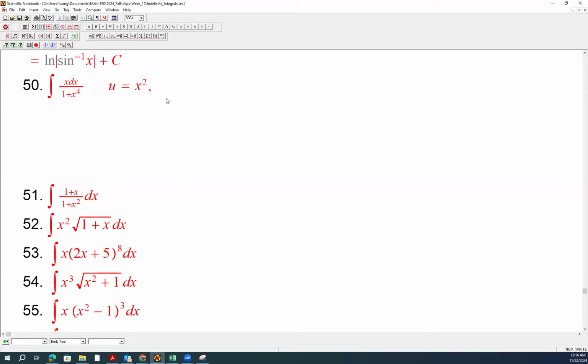So du equals 2x dx. And I got x dx, so du divided by 2 is x dx.